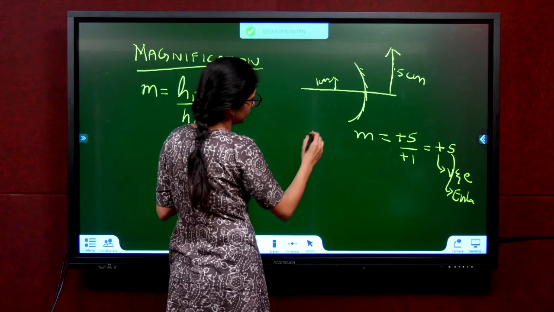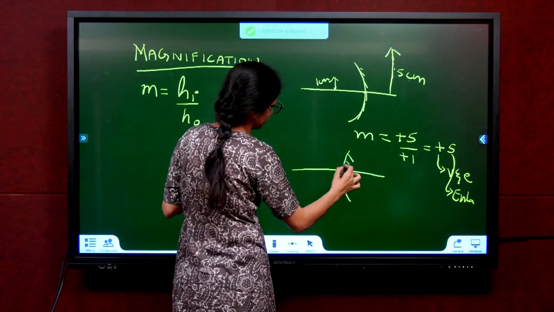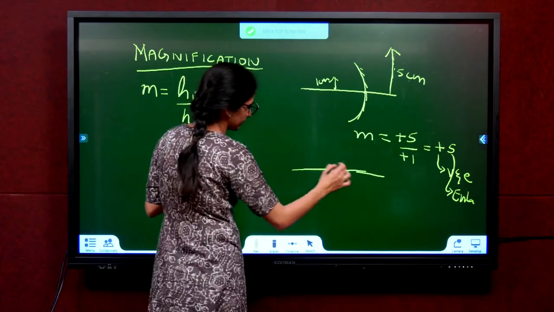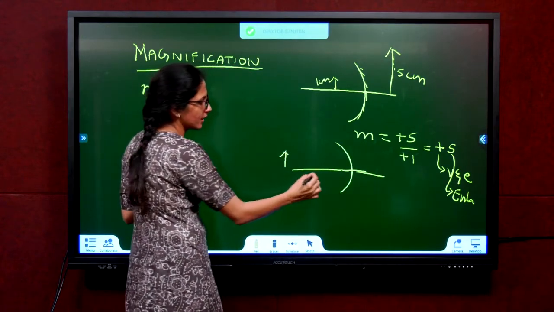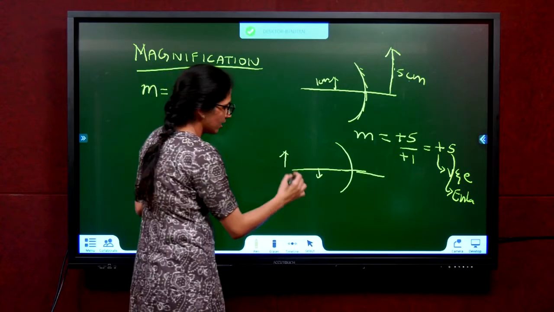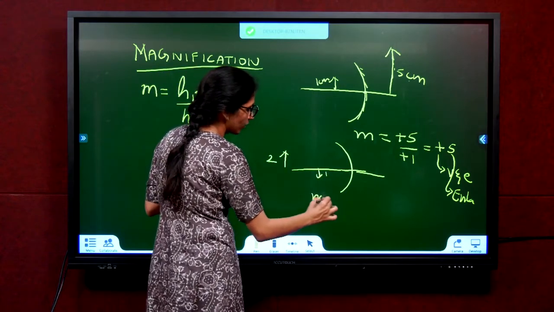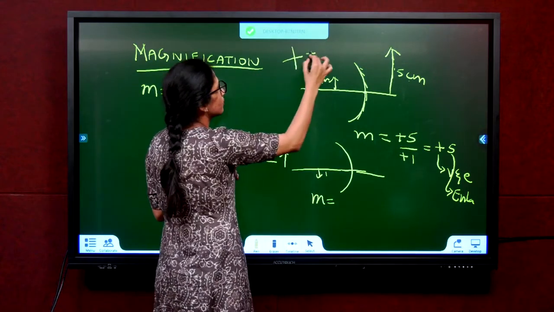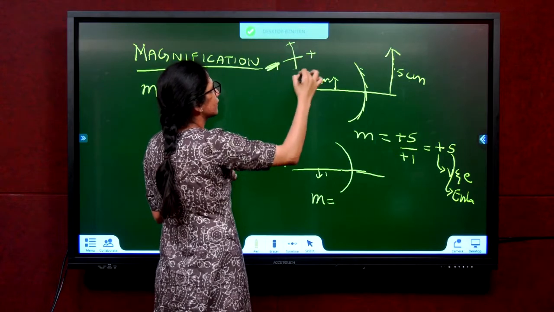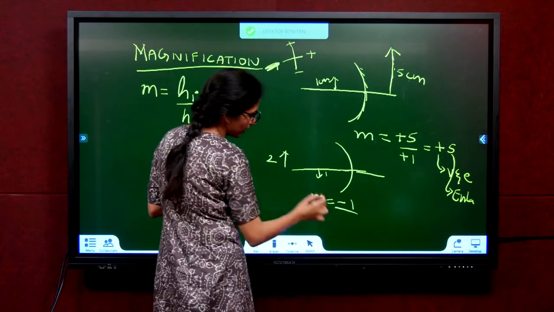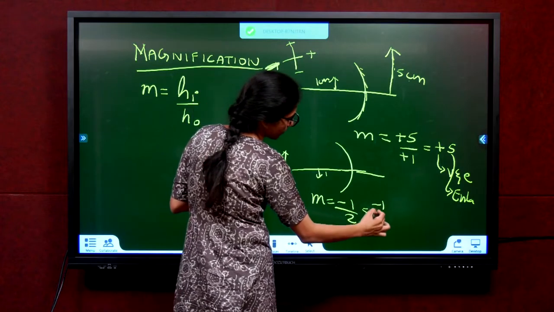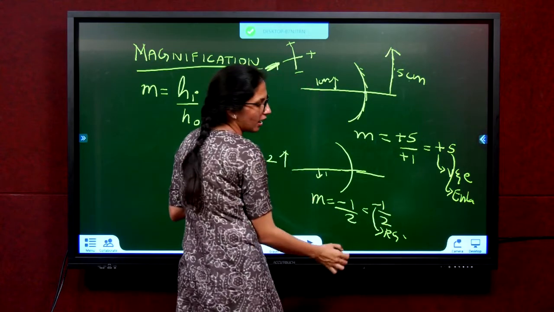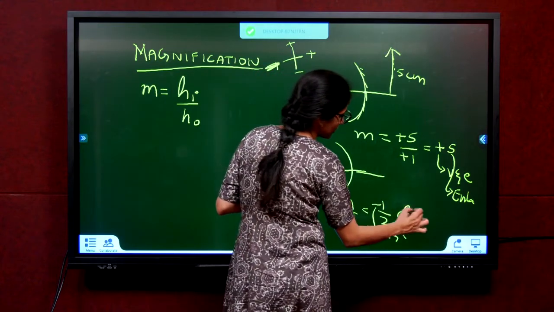Now, let's take the diminished case. If the object is beyond C, you get an image like the small one, correct? Let's say this is 2 and this is 1. What will be the magnification? Height of image, it's negative, downwards. Sign convention, positive, negative, it's downwards. So height of image minus 1, divided by object 2, minus 1 by 2. Minus indicates real and inverted, and half is less than 1, which indicates diminished.